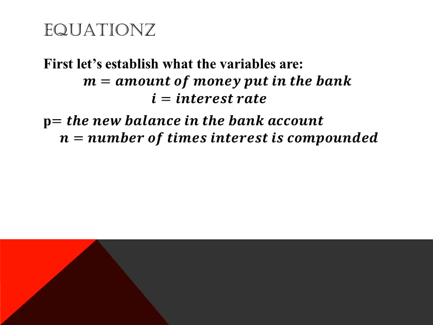First, let's establish what the variables are. M equals the amount of money put into the bank before any interest was applied to it. P equals the new amount of money in the account after interest was applied to it. N equals the number of times interest was compounded. In this presentation, we will assume it is compounded once a year.